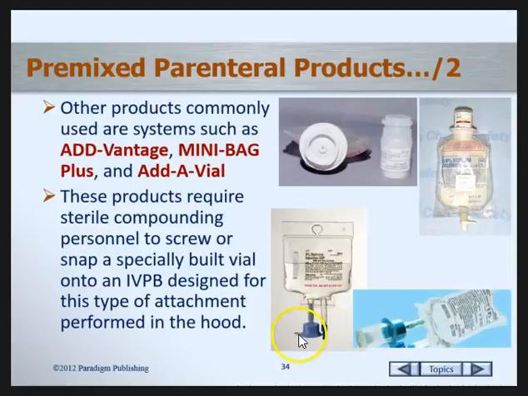This is a Mini Bag Plus. It's got a cap. Inside the cap there is a spike, so it's got a foil cover. We remove the foil cover, expose the spike inside, and it's placed over the top of a vial, and it's snapped down onto the vial. When the nurse is ready to use it, she snaps the neck here in this insertion port, which allows the fluid to go into the bag.